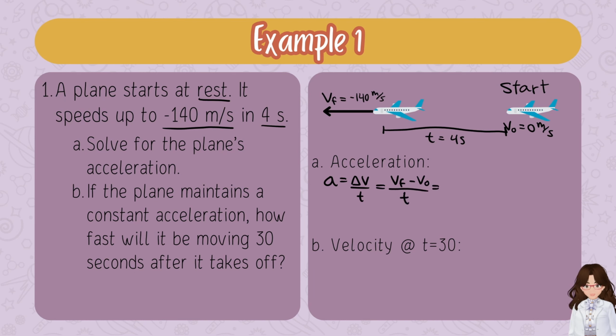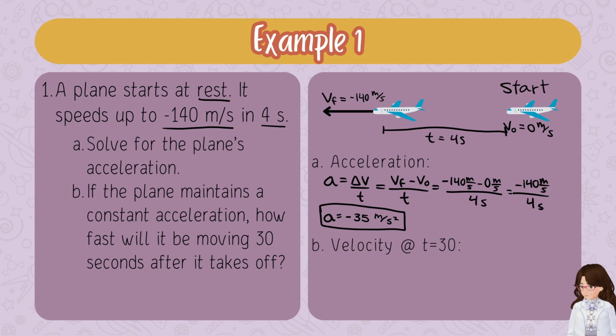Let's go ahead and plug in our values. V final is -140 meters per second minus 0 meters per second divided by 4 seconds. And this simplifies to -140 meters per second divided by 4 seconds. And this simplifies nicely to -35 meters per second squared.